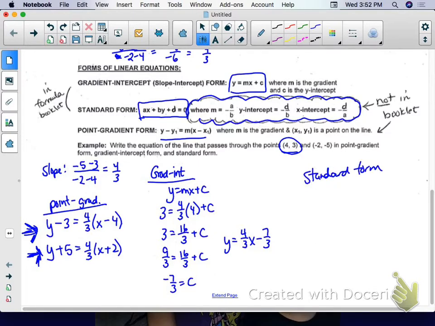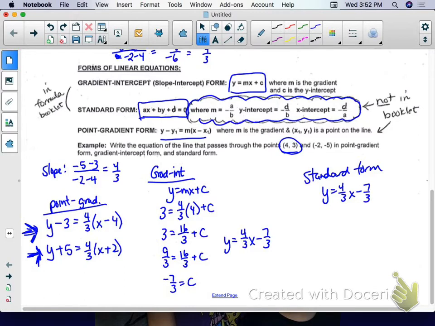I'm going to take, again, either one of these, and I'm going to get everything onto one side, equal to 0 always. And then two other hidden things that they don't tell you. They normally want your A and your B and your D to be integers, so no fractions, and they want your A value to be positive. So with my equation right here, I'm going to carry this over here.